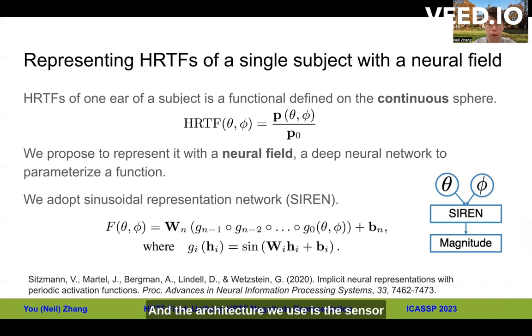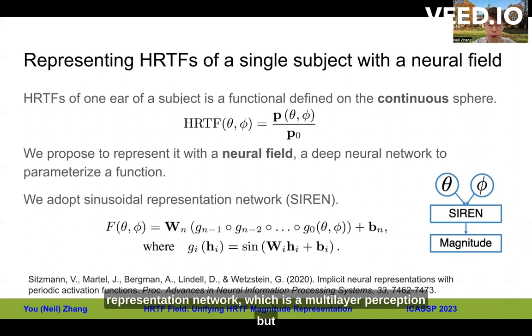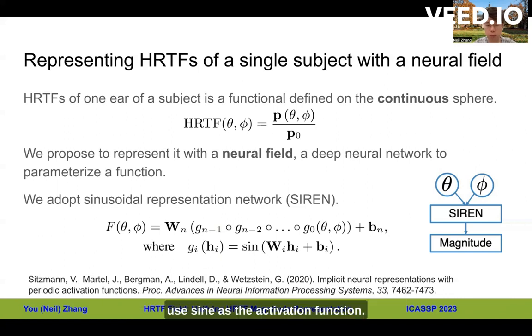The architecture we use is the sinusoidal representation network, SIREN, which is a multi-layer perceptron but uses sine as the activation function. The input of the SIREN network is theta and phi, and the output is the magnitude across different frequencies. So this is for representing the HRTF of a single subject, but we're interested in personalized HRTF.